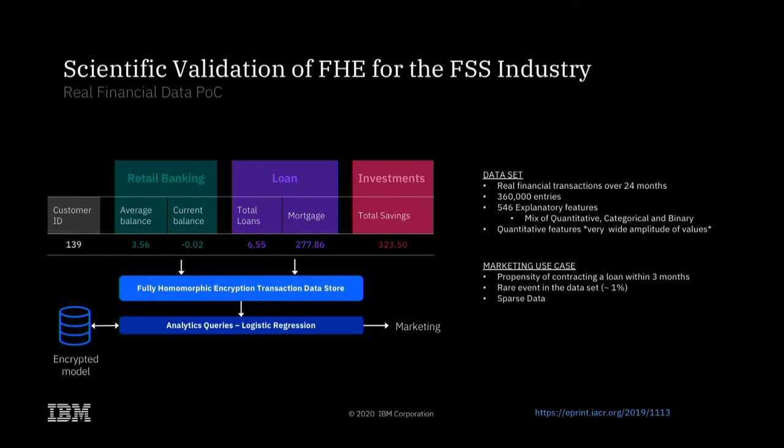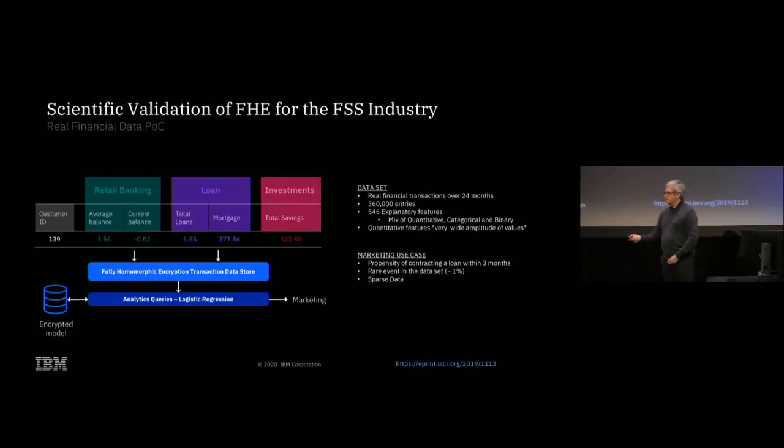But the golden nugget is in that 1%. If you can find that 1% in your transactions, that's where you make money. So that's why the importance for this. And the data is very sparse.